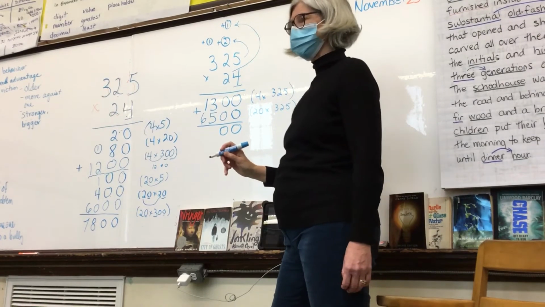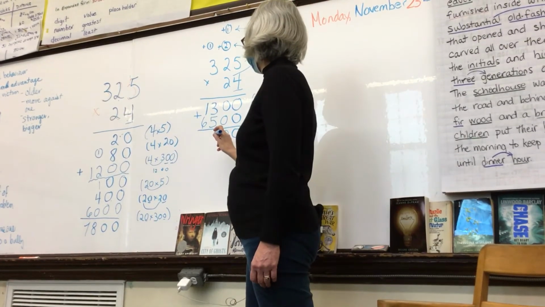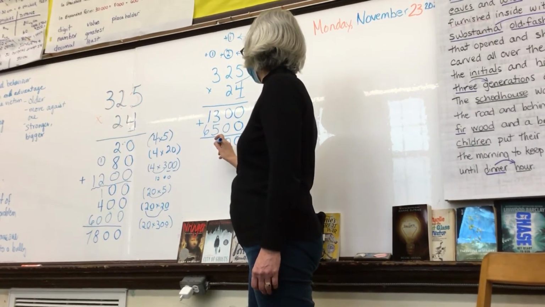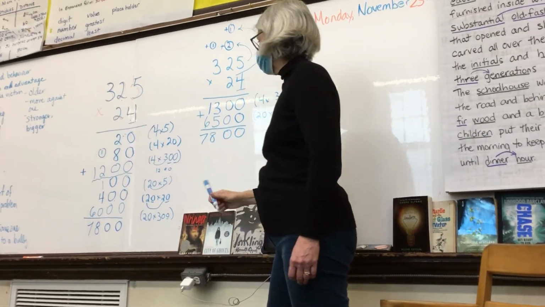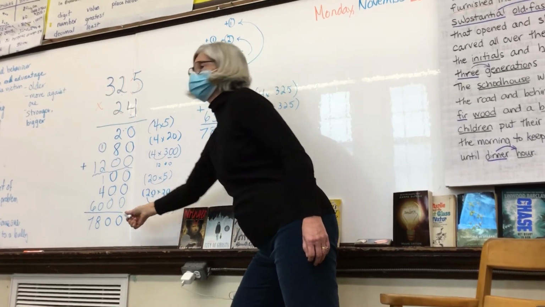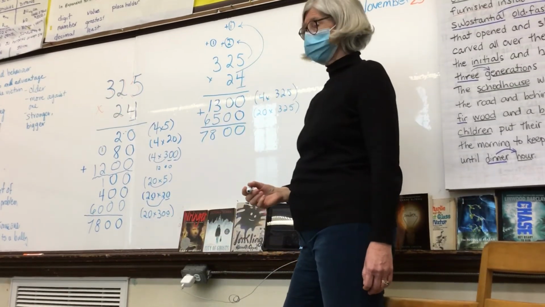What's the hundreds place? Zeros are zeros, and then 5 plus 3 is 8. 6 plus 1 is 7. Very good. What do you notice about this answer and this answer? They are the same answer, okay?